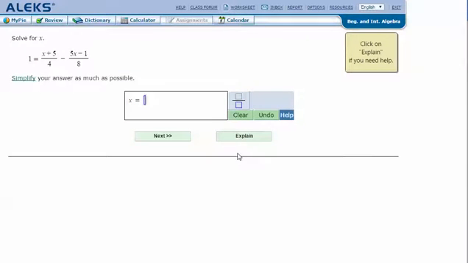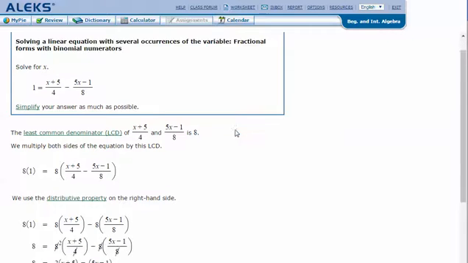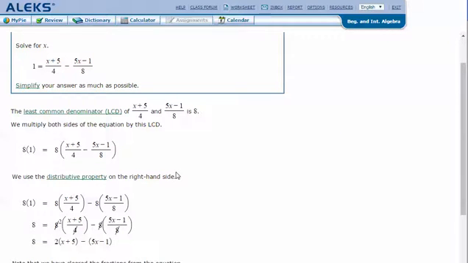Here's an example problem. Solve for x. 1 equals (x plus 5) over 4 minus (5x minus 1) over 8. Let's click Explain. First, we need to multiply both sides of the equation by the least common denominator. So for 4 and 8, it's 8, to try to make these fractions easier to work with.